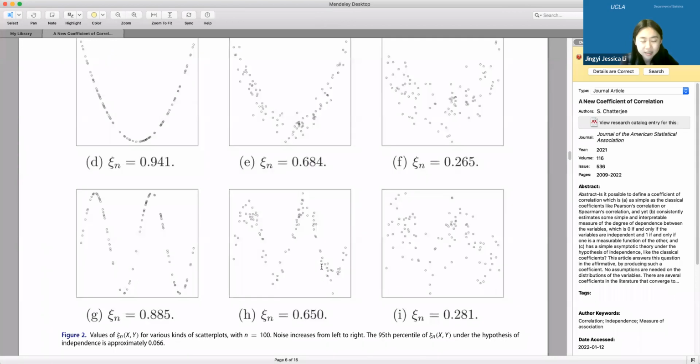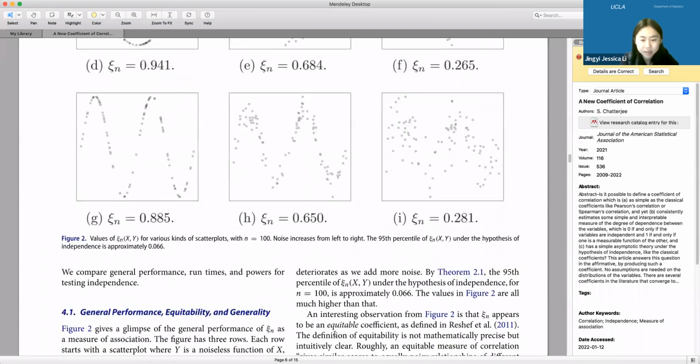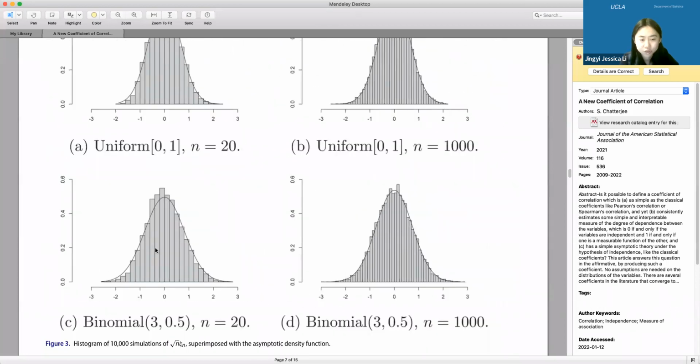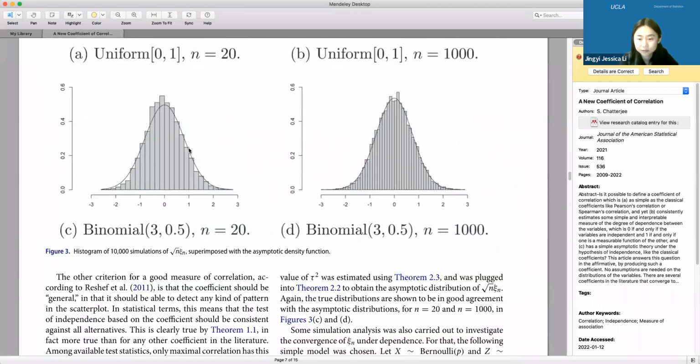And finally, this is a curve from the sine function. You can see it's oscillating and it still can do a very good job. As the noise increases, it decreases. So what the author pointed out is that this measure outperforms, and this is the theoretical distribution and how it fits real data. We can see it fits very well.